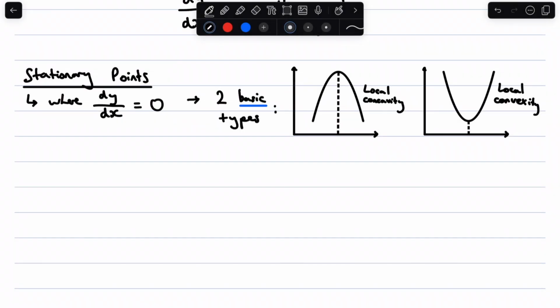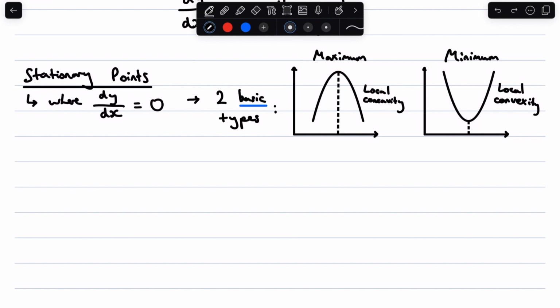So to start, a stationary point is basically a point on a graph where our derivative, or our gradient, dy by dx, is 0. And there are two basic types from this. You can either have a local maximum, which is a local concavity, like the unhappy mouth, and it has a horizontal tangent at that point, or you can have a minimum, which is a local convexity. And this also has a horizontal tangent at that point.